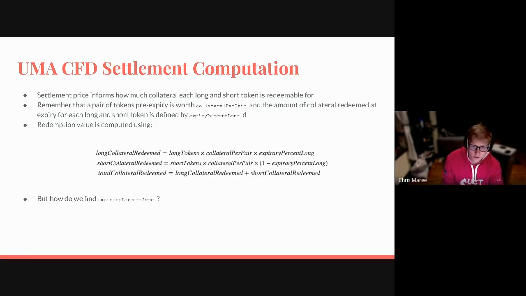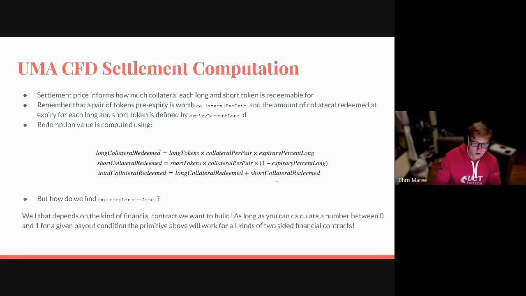So the question, and what we've been leading up to till this point, is how do we calculate expiry percentage long? And I think the whole point of this is that it very much depends on the kind of financial contract you want to build. So as long as you can calculate a number between 0 and 1 for a given payout condition, we can build a contract for difference on that kind of product.